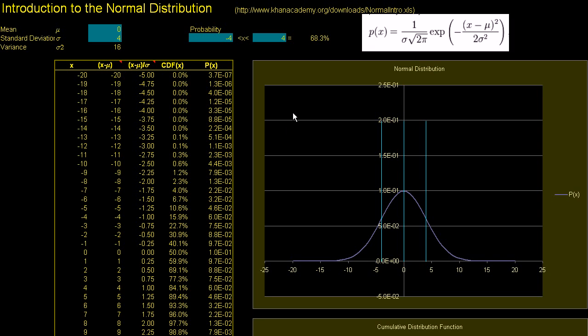And just in the rest of your life, if someone says, oh, we're assuming a normal distribution, you're like, oh, I know what that is. This is the formula and I understand how to use it, etc., etc.